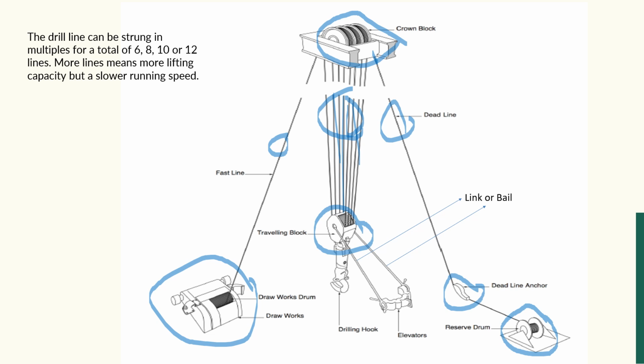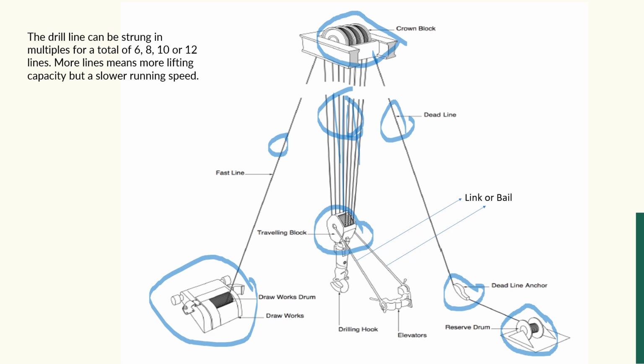Okay, it can lift more heavy loads, but if the number of drill lines is more, for example 12 on the crown block and traveling block sheaves, it can definitely lift or hoist the heavy load, but it will act slow. It will go up and down and do the function slowly.